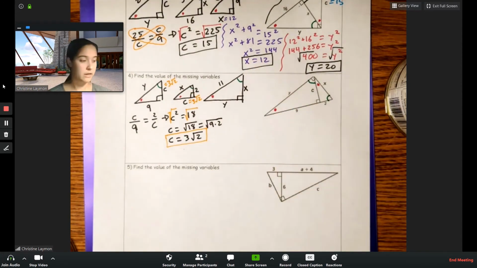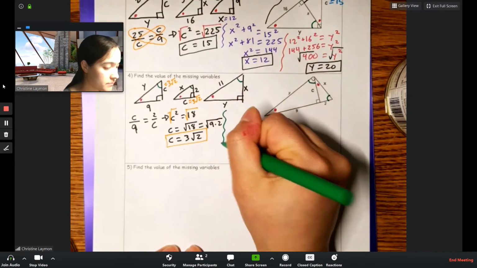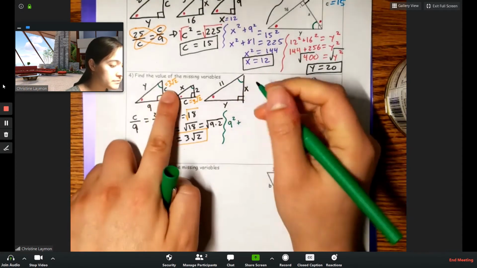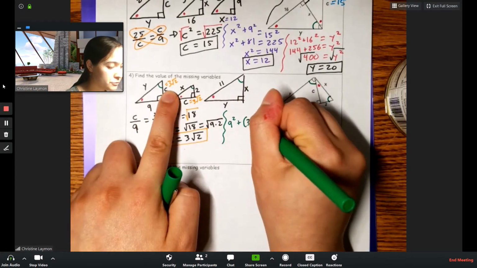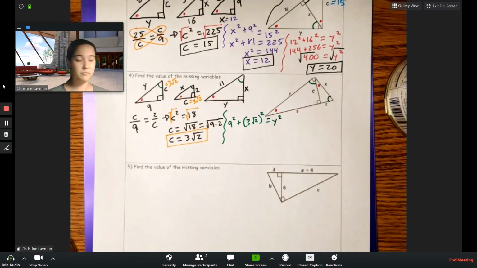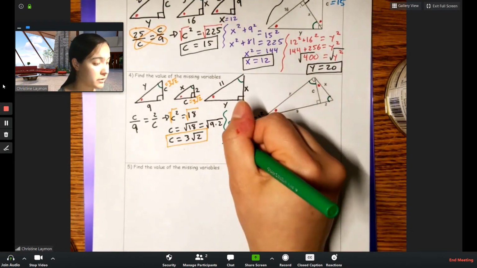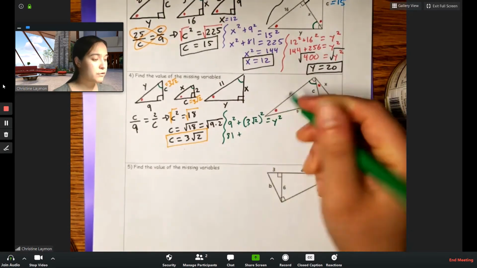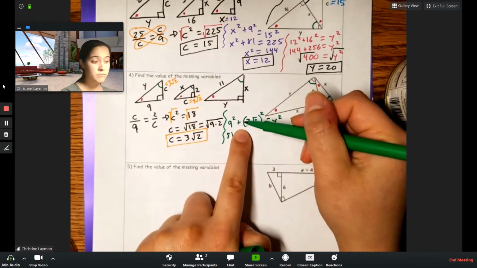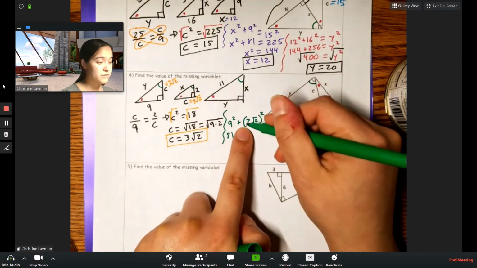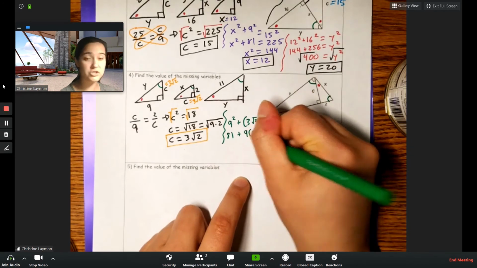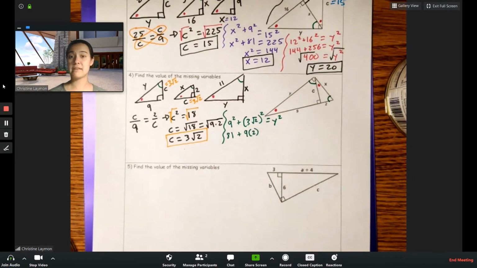So let me go ahead and separate that. So I have 9 squared plus 3 root 2 squared equals y squared. Okay, 9 squared is 81. 3 root 2 squared, so I'm going to square both parts. I'm going to square the 3. I'm going to square the root 2. 3 squared is 9. Root 2 squared is just 2. Remember, the square and the square root cancel out.